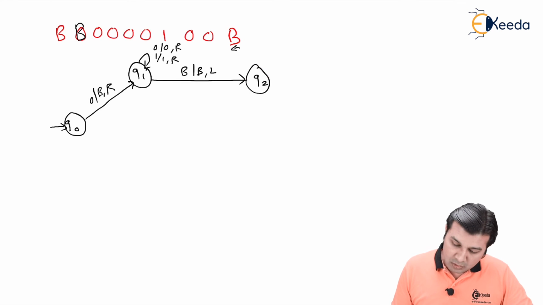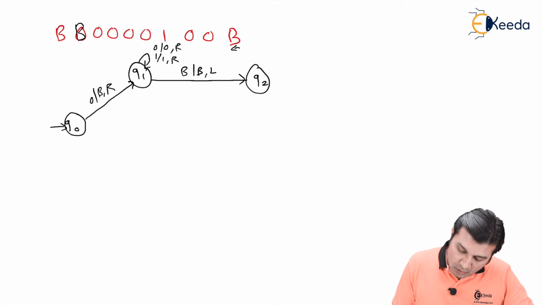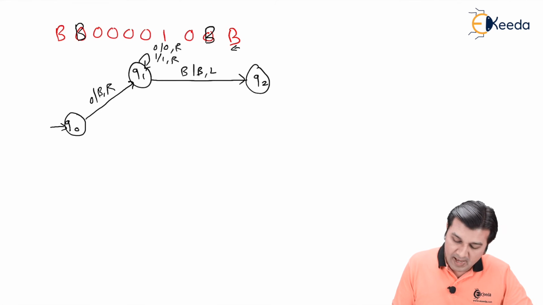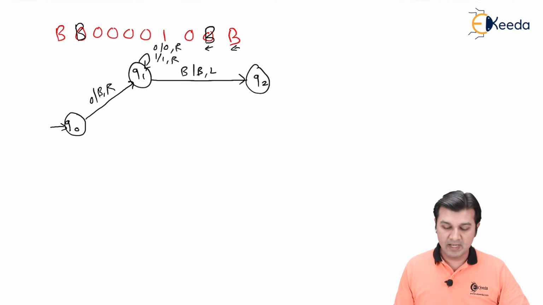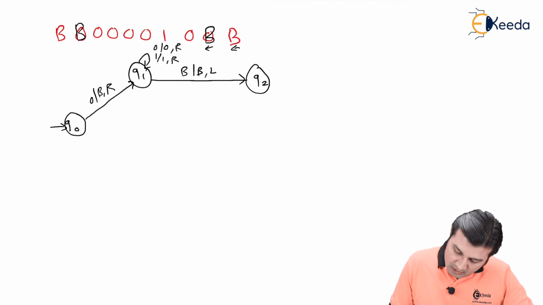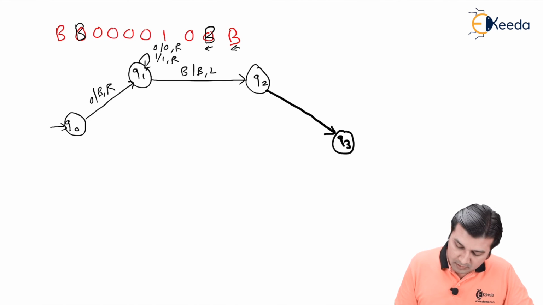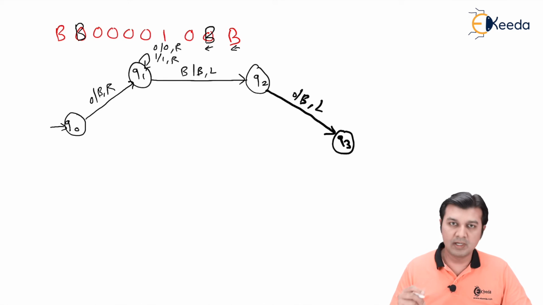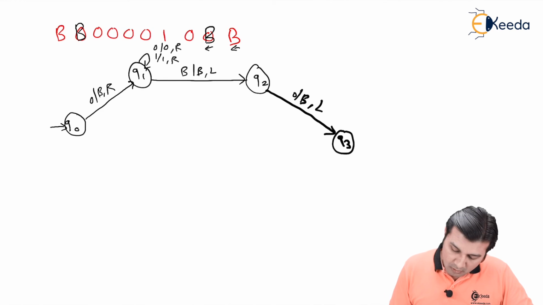Now, in Q2 state, the moment you get a 0, you're going to make it as blank and move to the left. So, let it go to a new state Q3. So, we say over here, 0, make it as blank and move to the left. Now this 0 is blank and we move to the left.